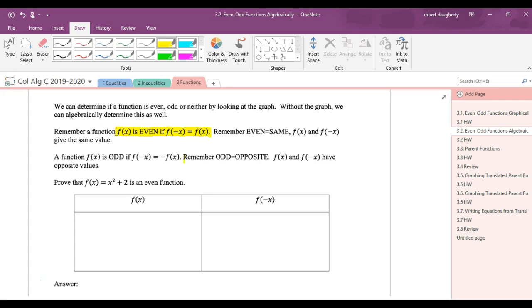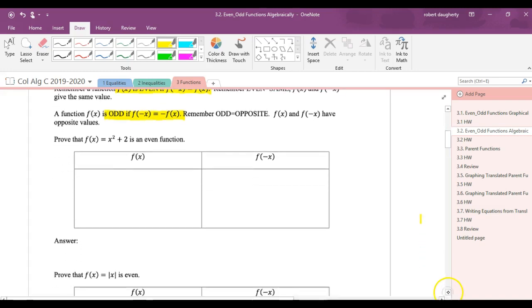A function will be odd if I look at f of x and f of negative x and I get the opposite value. For even, f of negative x gives me the same value as f of x. Here, f of negative x gives me the opposite value of f of x. That's what makes a function odd. So these are the two things I have to prove or disprove if I'm trying to prove a function is even or odd. Okay, so let's look at an example here.